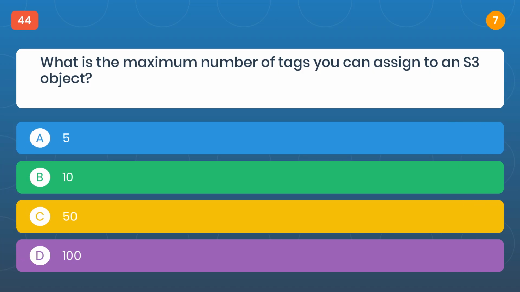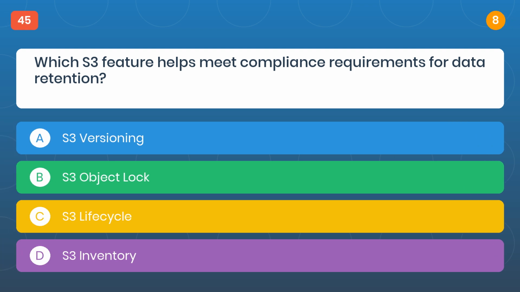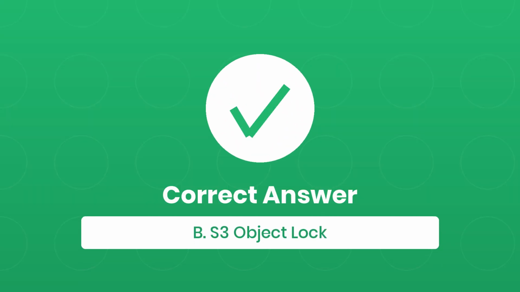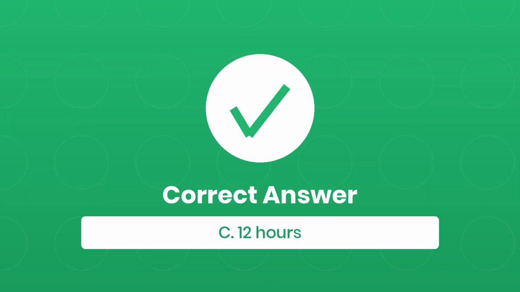Question 44. What is the maximum number of tags you can assign to an S3 object? The correct answer is B, 10. Question 45. Which S3 feature helps meet compliance requirements for data retention? The correct answer is B, S3 object lock. Question 46. What is the retrieval time for S3 Glacier Deep Archive Standard Retrieval? The correct answer is C, 12 hours.